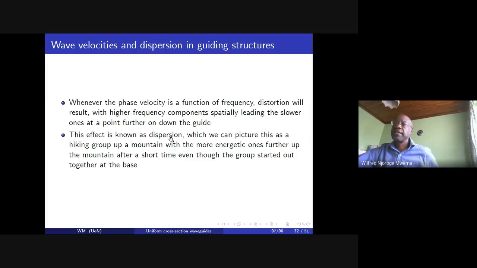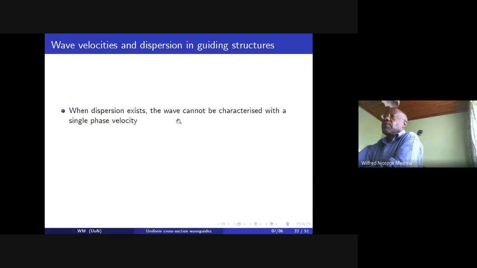So this effect is what we call dispersion, and it can be pictured. Say, for example, if a group of us are climbing Mount Kenya, those who are energetic, of course, will go faster up the mountain than those who are less energetic, although we all start at the same time at the base. Or rather, you can look at people running the 10,000 meters. You can see the real tough ones will be way ahead of the people who are just pretending to be runners or athletes. So when dispersion exists, the wave cannot be characterized with a single phase velocity, however.